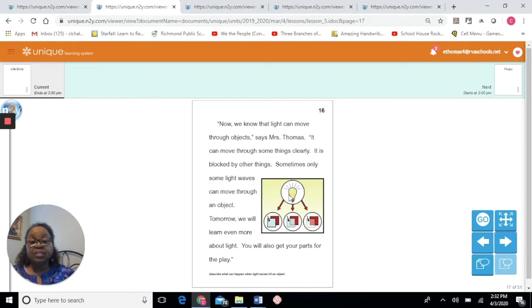Light will not pass through that at all. That is an opaque block. On this one, some of the light passes through. That's translucent. And on this one, the light is passing all the way through, and that is transparent.